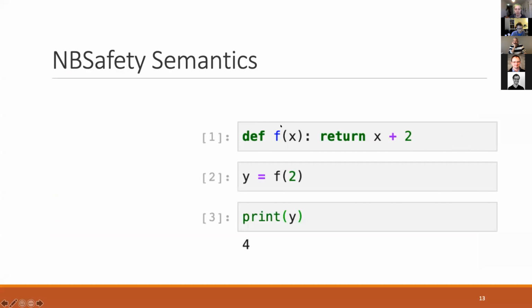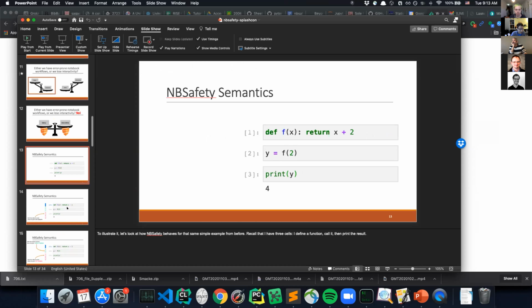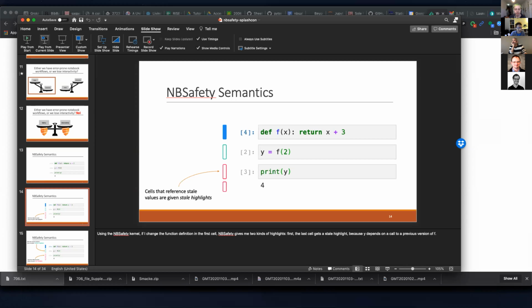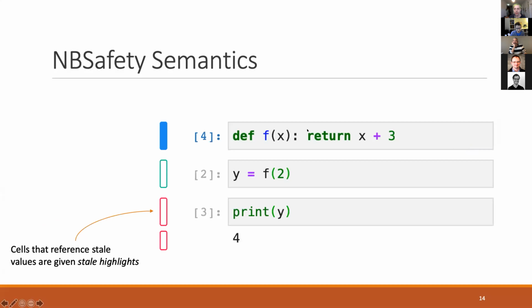So if we look at this example here, the user might, for example, change... Actually, we'll look at it with the NBSafety semantics, since it's easier to see what's going on. So let's suppose the user changed the top cell here. Then they might rerun the bottom cell and be confused when it doesn't change from 4 to 5. So they see 4 again.